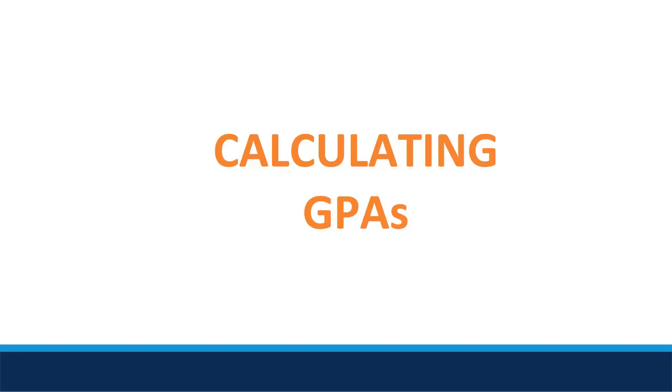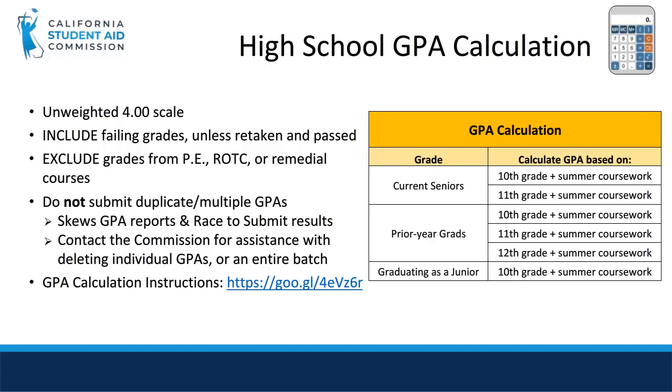Next, we will look at how to calculate GPAs for your students. If your student management system does not calculate Cal Grant GPAs for you automatically, please use the following guidelines to manually calculate the GPAs. Use an unweighted 4.0 scale, including failing grades unless retaken and passed. Exclude grades from PE, ROTC, or remedial courses, and do not submit duplicate or multiple GPAs because it will skew the GPA reports and the Race to Submit results. You can contact us for assistance with deleting individual GPAs or an entire batch.